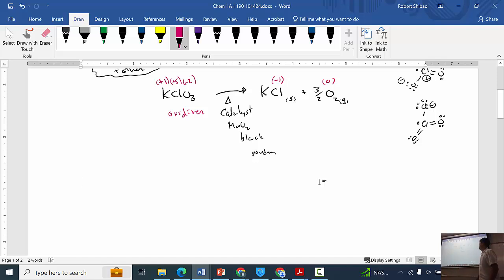This triangle means heat. We heat it up. This is a common symbol for heat, in the presence of the catalyst, MnO2, which is manganese 4 oxide or manganese dioxide, and the appearance of this is a black powder. You don't need much of this.